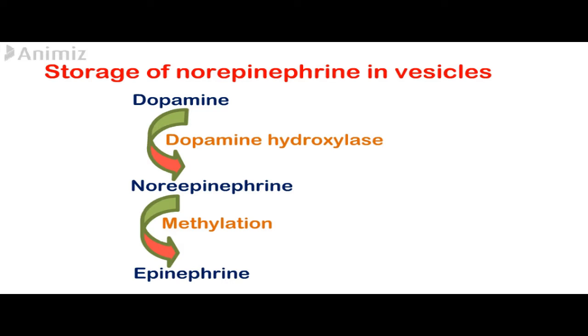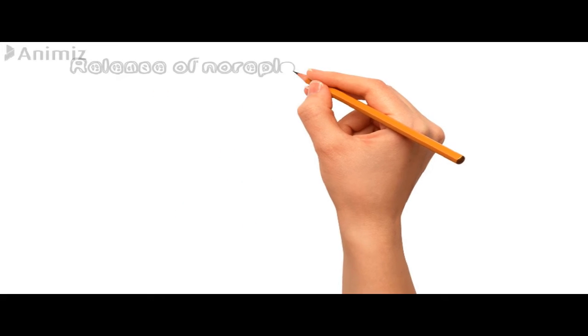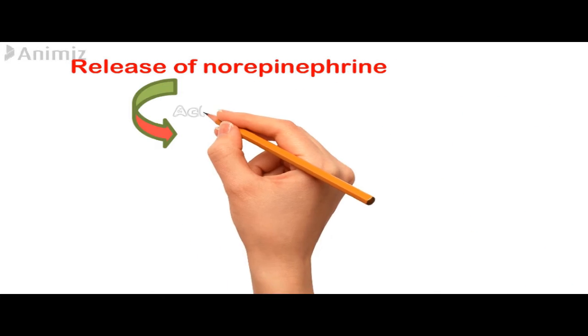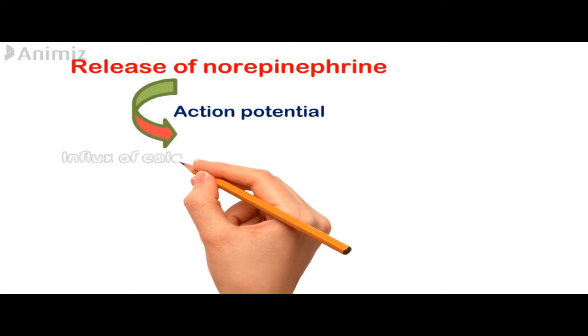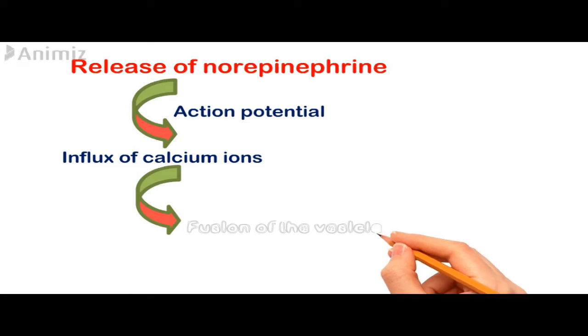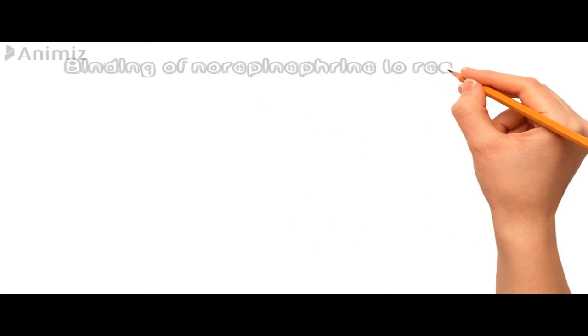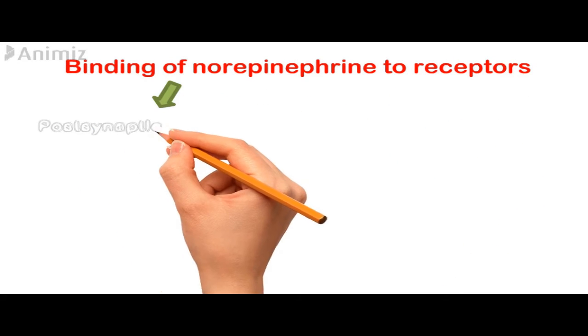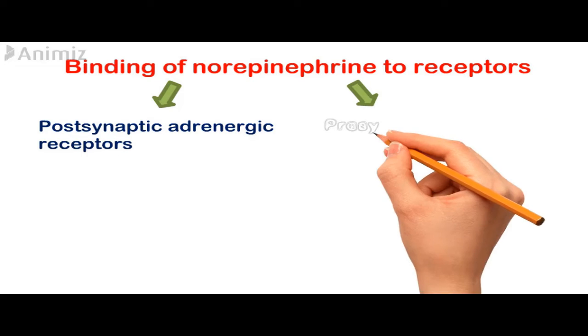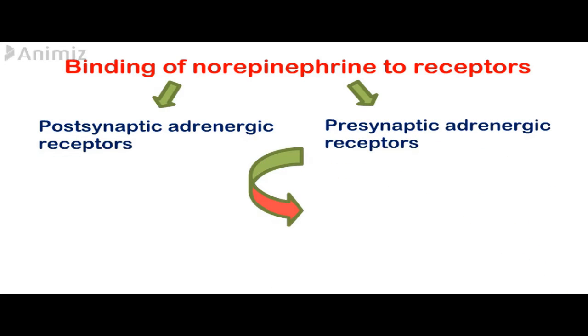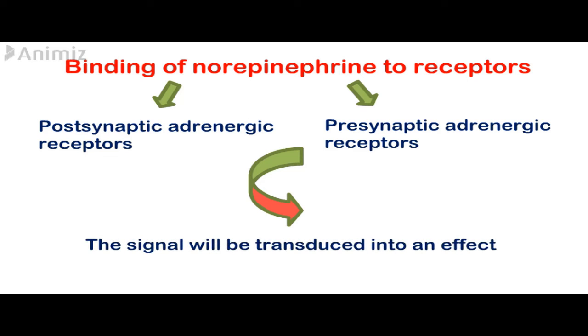If an action potential arrives at the nerve junction, it will trigger the influx of calcium ions from the extracellular fluid to the cytoplasm of the neurons. This increase in the calcium will cause the vesicles inside the neuron to fuse with the cell membrane and expel their contents into the synapse. And this norepinephrine will bind to either postsynaptic receptors on the effector organs or to the presynaptic receptors on the nerve ends. Most of the adrenergic receptors are G protein coupled receptors, and they help to transduce this signal to a biological effect.